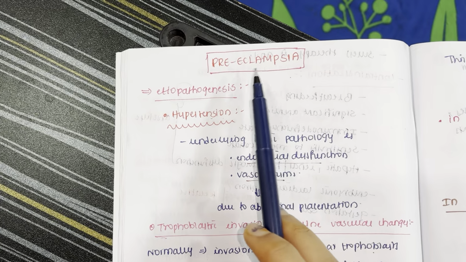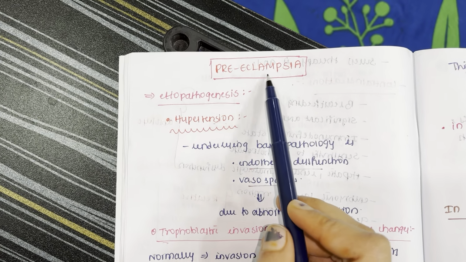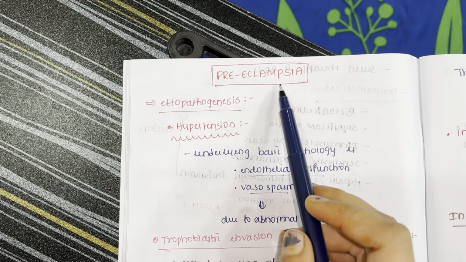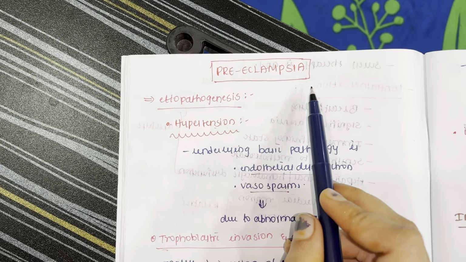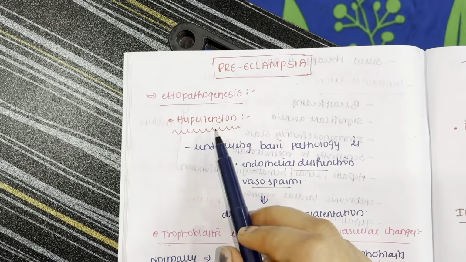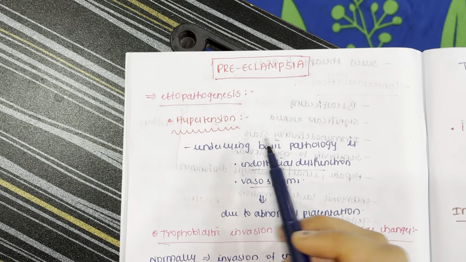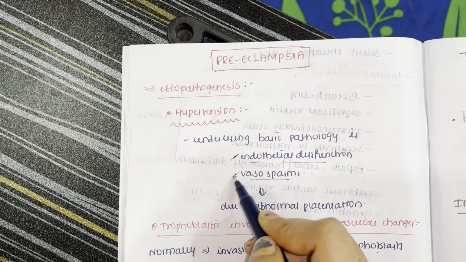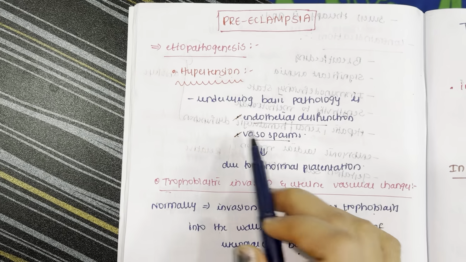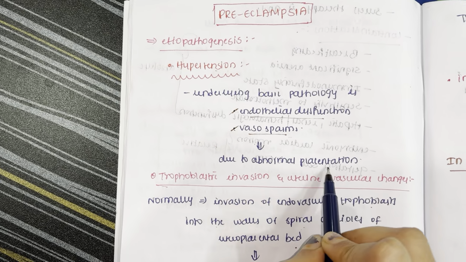Hello everyone. Today we are going to learn about the pathogenesis of preeclampsia. Normally in preeclampsia we have three main features: hypertension, proteinuria and edema. Now we'll see how hypertension occurs. The basic pathology is endothelial dysfunction and vasospasm. This too occurs because of abnormal placentation.